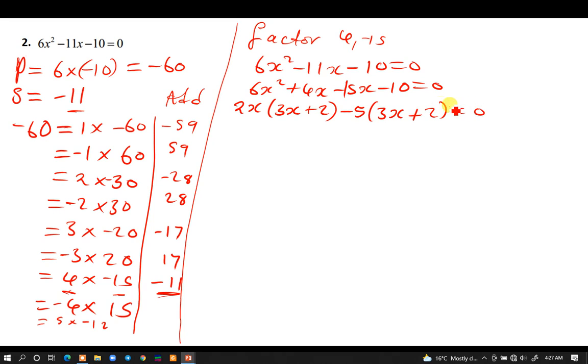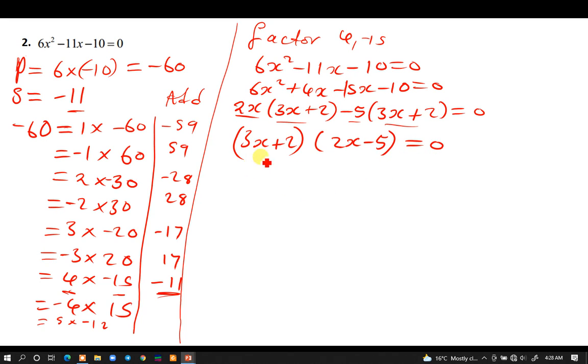Is equal to 0. So remember to check here. Ensure that what is there and there are the same. If they are different, it means that you've made a mistake somewhere. So we can write the common factor, which is 3x plus 2. Then in brackets, we write the remaining factors, 2x and negative 5. So this is equal to 0.